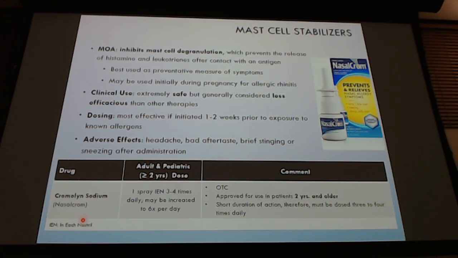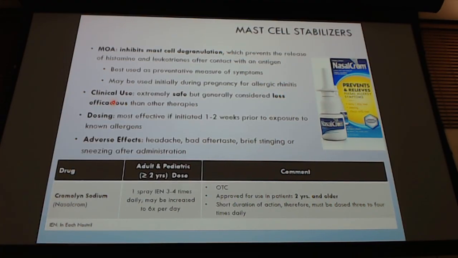Mast cell stabilizers. Our mast cell stabilizers take a minute to work. Essentially, they're trying to stop the mast cell from undergoing degranulation, which leads to histamines being released, and then that whole cascade which leads to inflammation in our allergic response, right? So I'm trying to stabilize the mast cell so that it doesn't undergo degranulation. Most of the time, we want to use this as a preventative measure.